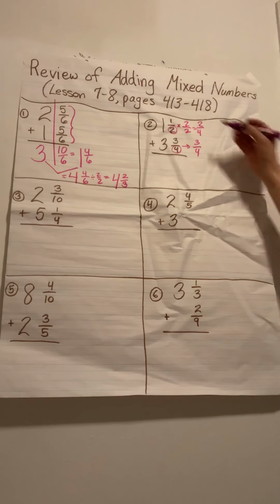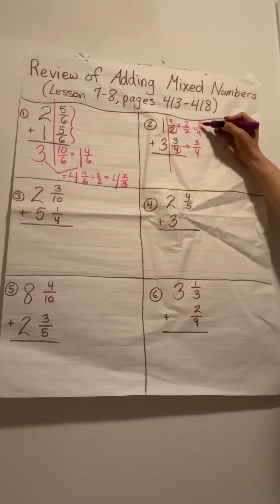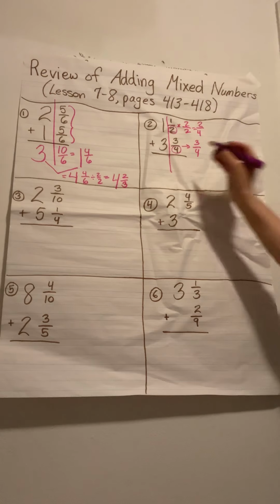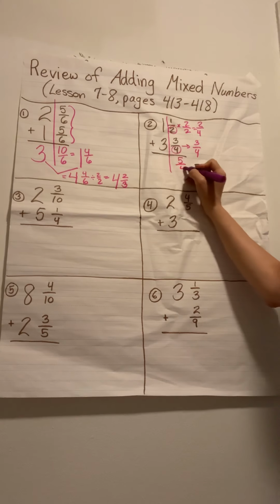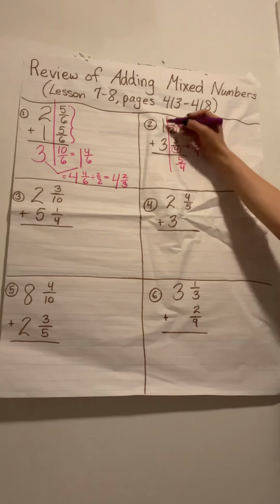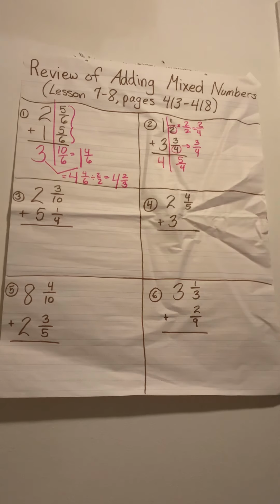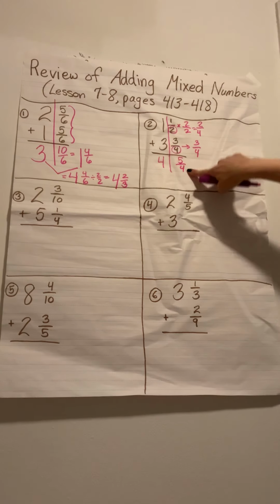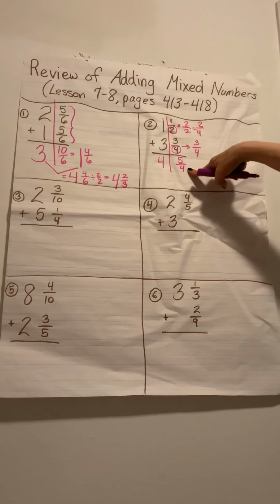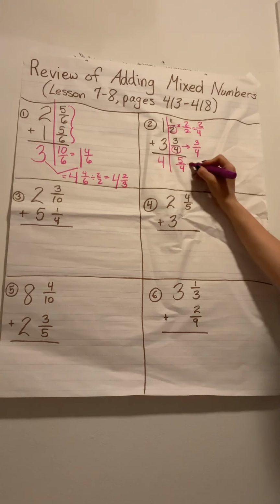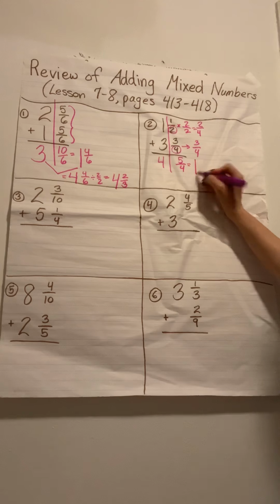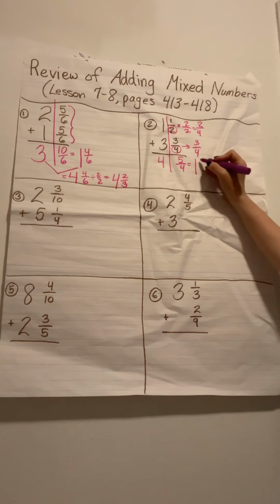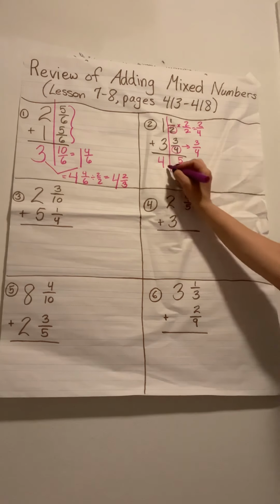Okay. So now I can add, on the fraction side, 2/4 plus 3/4. That gives me 5/4, and 3 plus 1 gives me 4. Okay. Now 5/4, I notice, is improper. The numerator is bigger than the denominator, so I can change it into a mixed number. 4/4 is 1 whole, so I can take that out, and I have 1/4 left over.